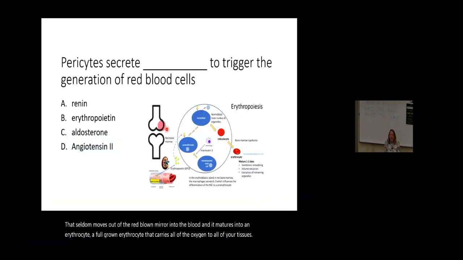Okay, so questions on pericytes and EPO. Yes? Wait, at what point is the nucleus actually discarded? Which one, at what point is the nucleus discarded from the red blood cell? It's at the point of ejecting the nucleus that we would consider it a normoblast. Anything else?